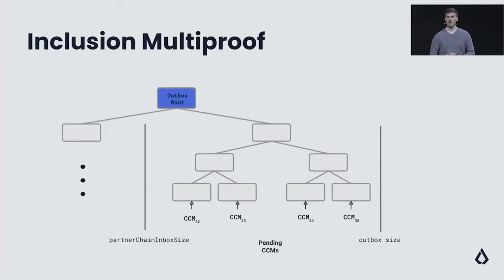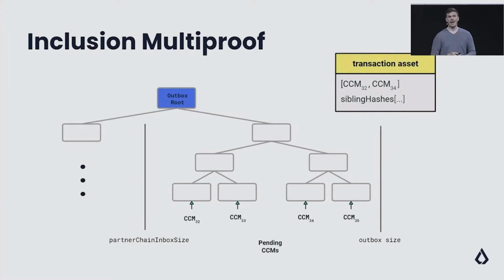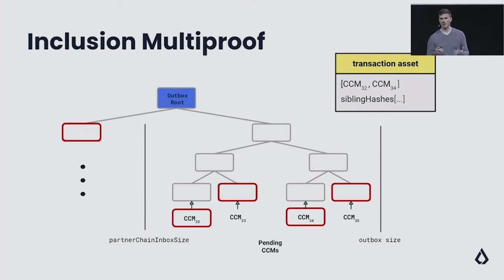So here is your favorite picture of a Merkle tree, where you have some messages in the outbox which are still pending. And so in the transaction, you will say, okay, I want to recover maybe message 32 and 34. And so to prove that they are part of the inbox, you will need to provide the information which is here in the red boxes. And so everybody can verify that those messages were actually part of the outbox and you're not trying to recover something fake.